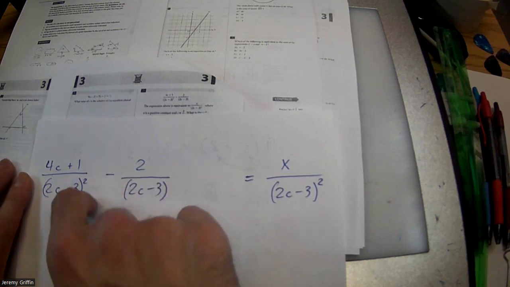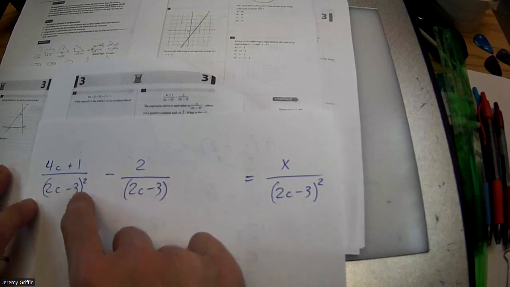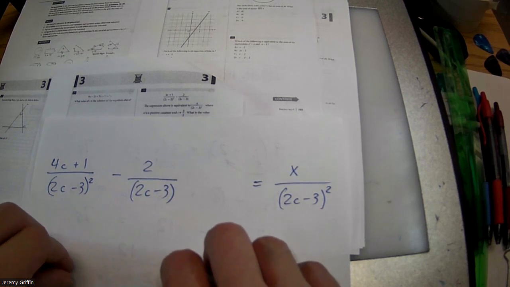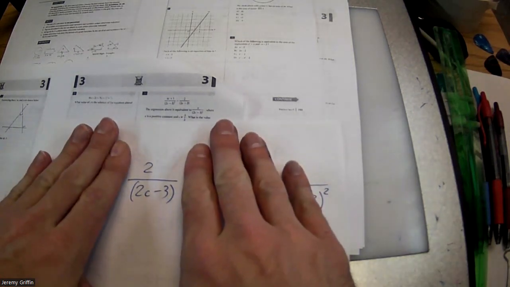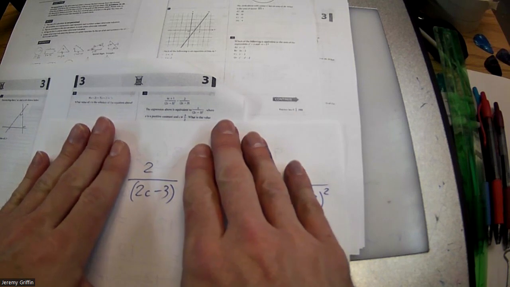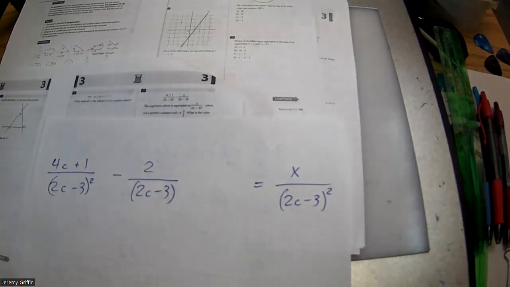That's probably this guy right here, right? 2c minus 3 quantity squared. Can I do this? Can I just take this middle term and square it and then add all these up? Can I do that? No. I cannot do that because I would be changing the function. I'd be solving for something totally different, right?